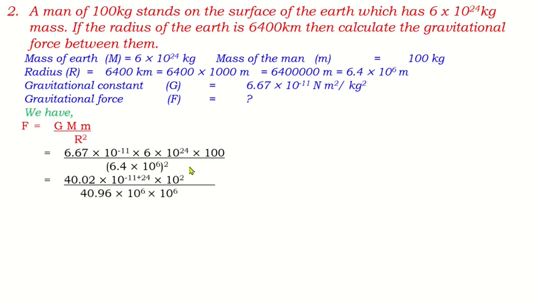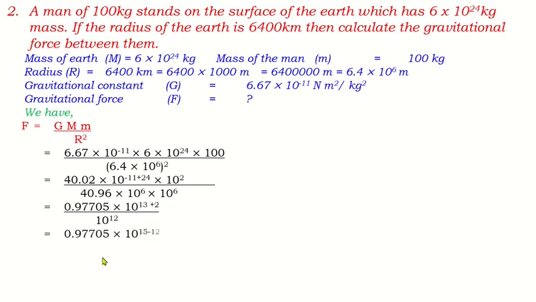Now in the denominator, 6.4 into 6.4, because here we have a square, that's why 40.96 into 10 to the power 6. Square means I am writing 10 to the power 6 twice. Now next step: 0.97705. How did it come? Dividing 40.02 by 40.96 we get this number, and 10 to the power 24 minus 11 becomes 13, and this 10 to the power 2 is added to 13 in the numerator. In the denominator only 10 to the power 6 into 10 to the power 6 is left, which can be written as 10 to the power 12.